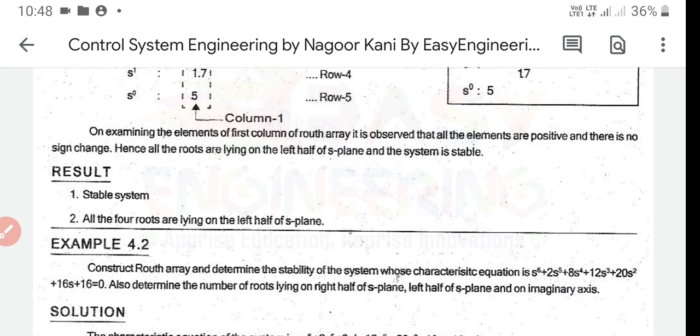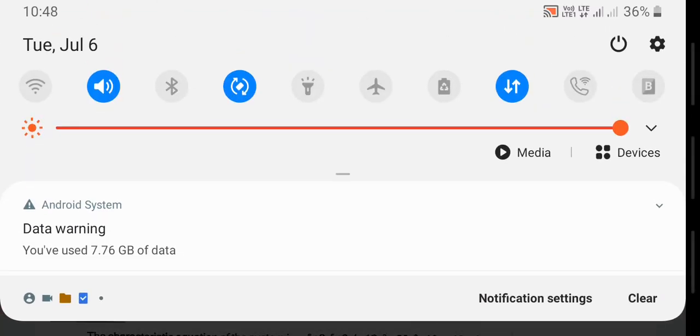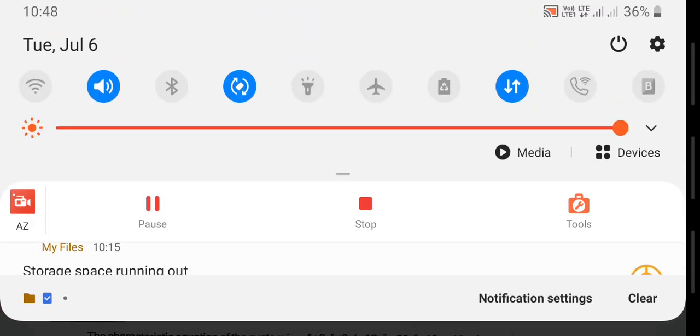So like that you have to find the stability of the system for the normal Routh array. In the next class we can see the different problems.